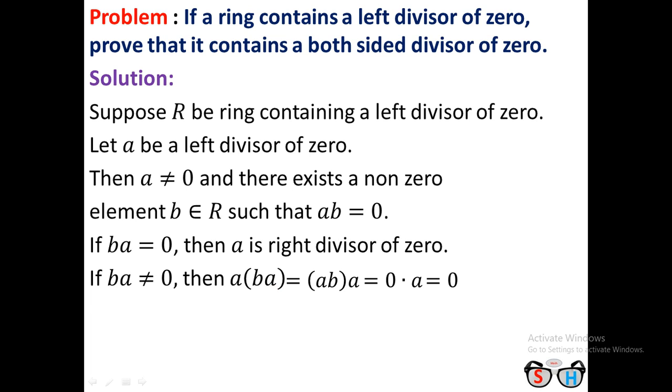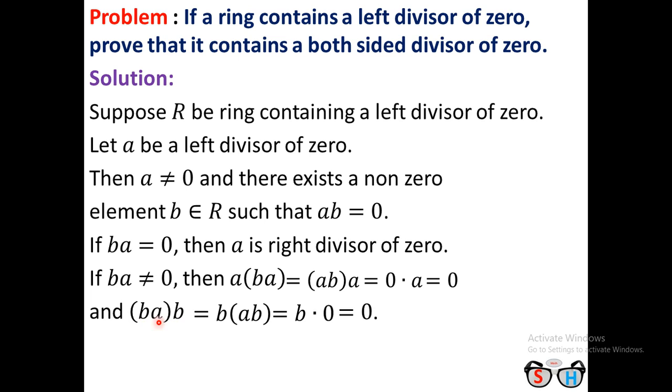However, if we consider the product BA dot B, then this will be B dot AB by using the associative property. Again, AB equals 0, thus this will be B dot 0, that is equal to 0. From that relation, we can conclude that BA is a left divisor of 0. Here BA is non-zero, and B is a non-zero element, so the multiplication of two non-zero elements is 0. Therefore both elements are divisors of 0. Here BA is a left divisor of 0, but B is a right divisor of 0.